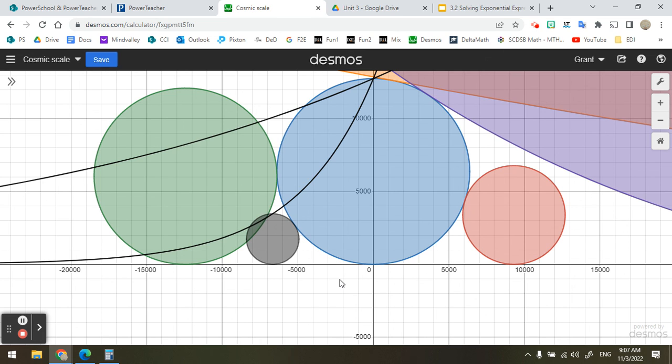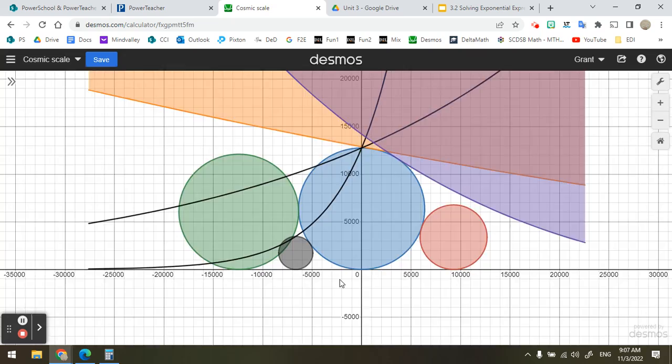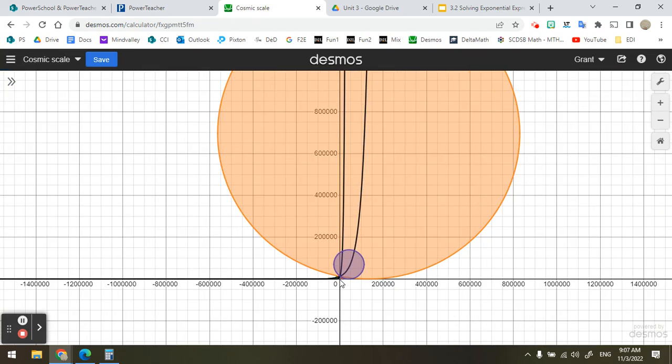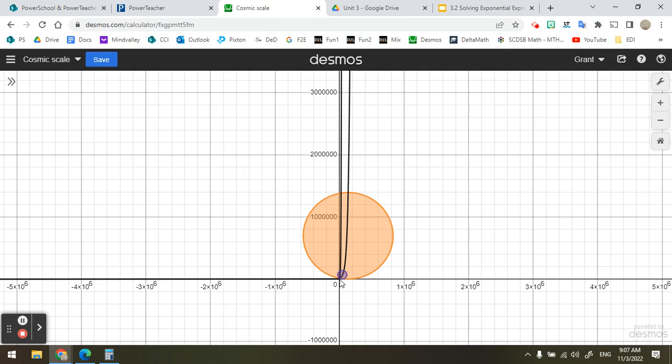There's Mars. Isn't Mars small? Mars is so tiny. This is Venus here. Venus is very nearly the same size as the Earth, but not quite. The purple ball is Jupiter, our largest planet. And then the orange ball is the sun. Just look how much bigger the sun is than the Earth.